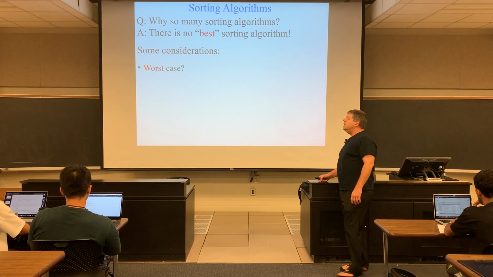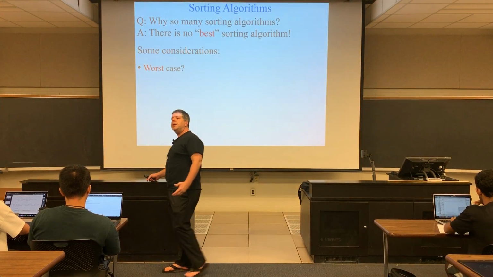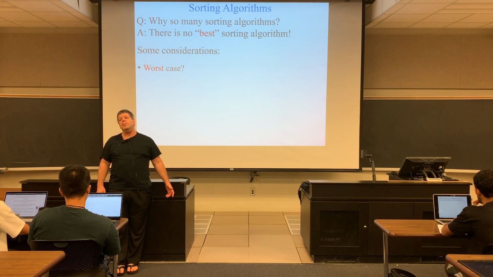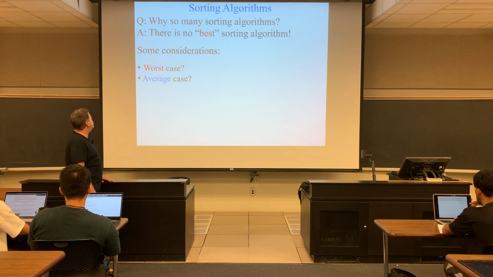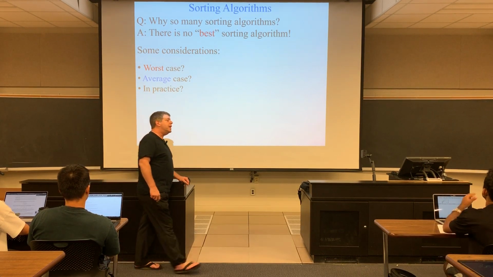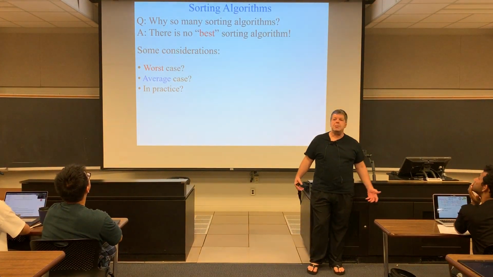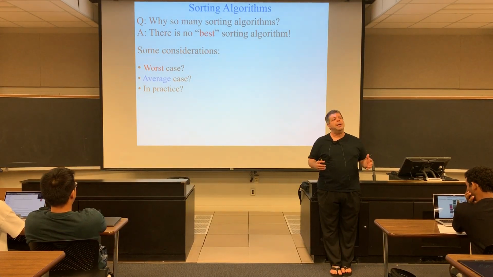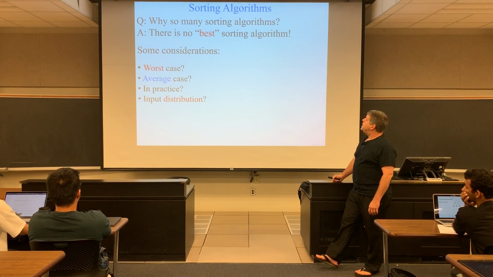For example, some have good worst case behavior, but not so good average case behavior. Some have good average case behavior, but the worst case behavior may not be good. So you have to look at the worst case, the average case, and how it works in practice. Some theoretically have a good bound in terms of big O notation, asymptotically. But in practice, the constant in front of the big O is so high that it's not practical in certain scenarios. Also, it depends on the input distribution.